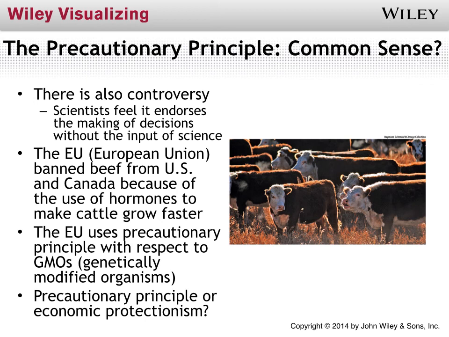So there's also controversy involved in this, the idea of applying common sense. The European Union has banned beef from the United States and from Canada because we use a variety of hormones that make the cattle grow faster, mature quicker, put on more muscle mass quicker, so we can sell them quicker. The European Union uses the precautionary principle with respect to GMOs, genetically modified organisms. We'll cover those in a later chapter as well.